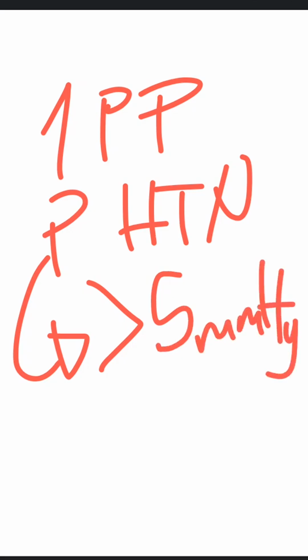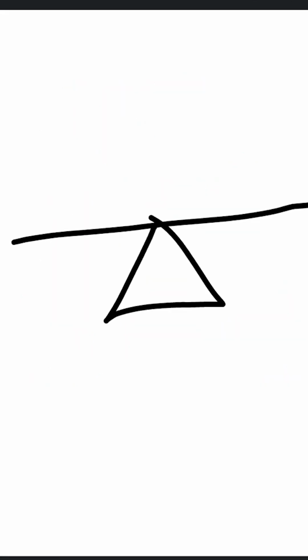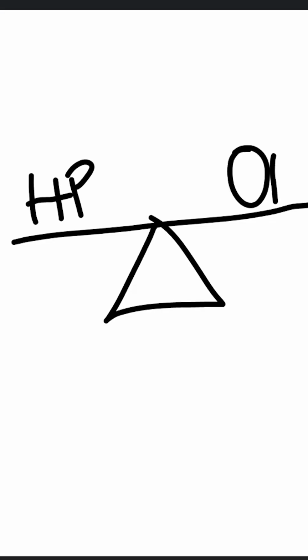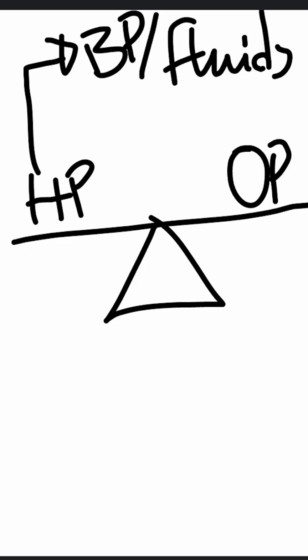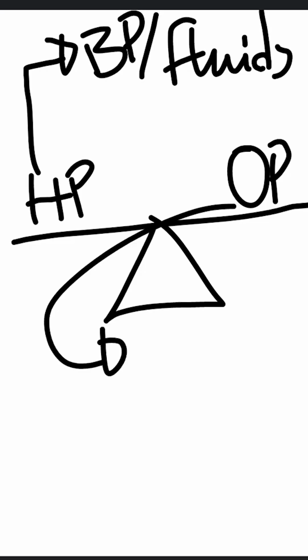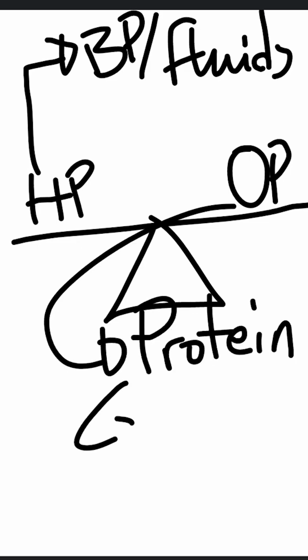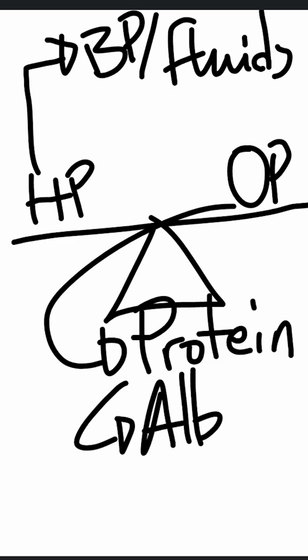So whenever we're thinking about how fluids are within the body, or fluid dynamics, I like to think of it like some sort of a seesaw. Homeostasis has to be achieved. On one end, we've got hydrostatic pressure, and on the other end, we've got oncotic pressure. Hydrostatic pressure is mainly regulated by the blood pressure or the amount of fluids in a given compartment. Whilst when we're dealing with oncotic pressure, we are dealing with proteins, and the protein that we are mainly interested in over here is albumin.